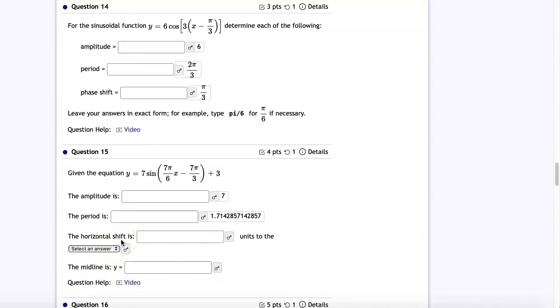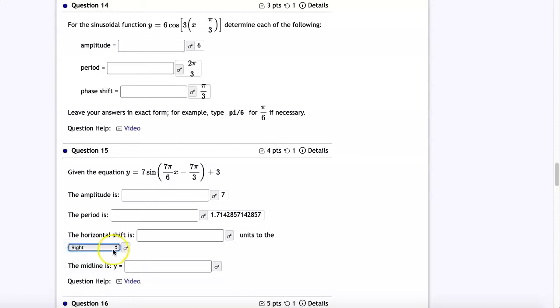The only difference is that when you have the phrase phase shift, you don't also have to say to the right or to the left. A positive means to the right, and a negative means to the left. However, when you talk about something in terms of horizontal shift, then you do need to say whether you have it to the right or to the left.